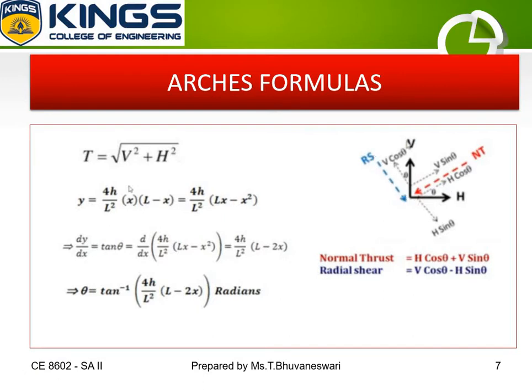So as we have done in engineering mechanics, we have to resolve those forces. So we will get normal thrust is equal to H cos theta plus V sin theta, and radial shear is equal to V cos theta minus H into sin theta. So what is H? H is nothing but the net horizontal force at the point, and V is the net vertical force at the point, and then theta is nothing but the slope at that particular point.